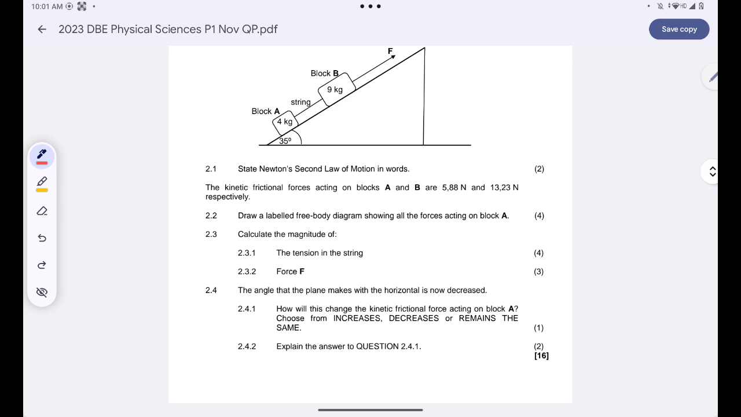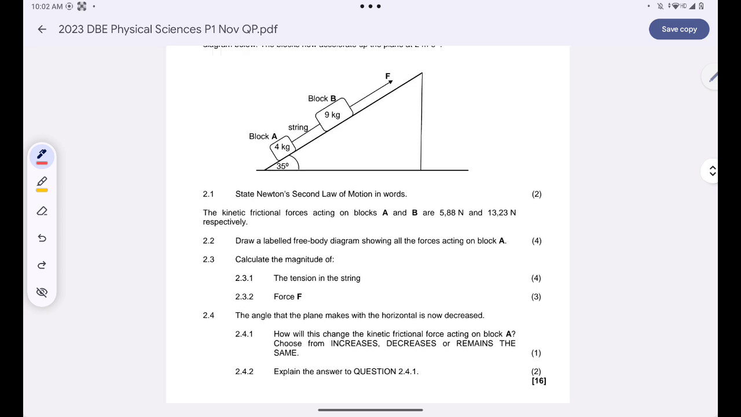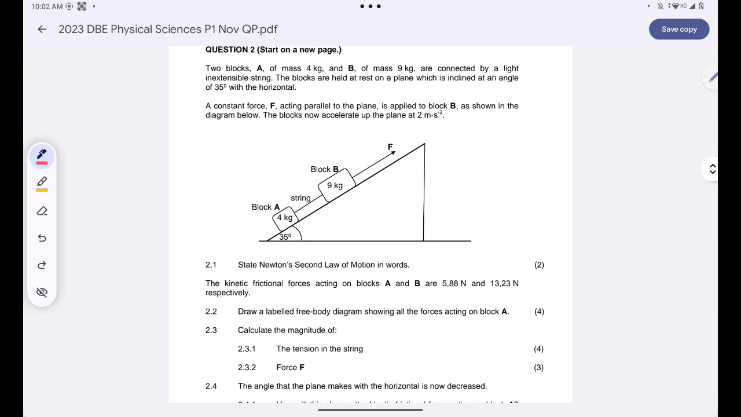Then we are told that the kinetic frictional forces acting on block A and B are 5.88 newtons and 13.23 newtons respectively. Draw a labeled free body diagram showing all the forces acting on A. I will draw two different free body diagrams.